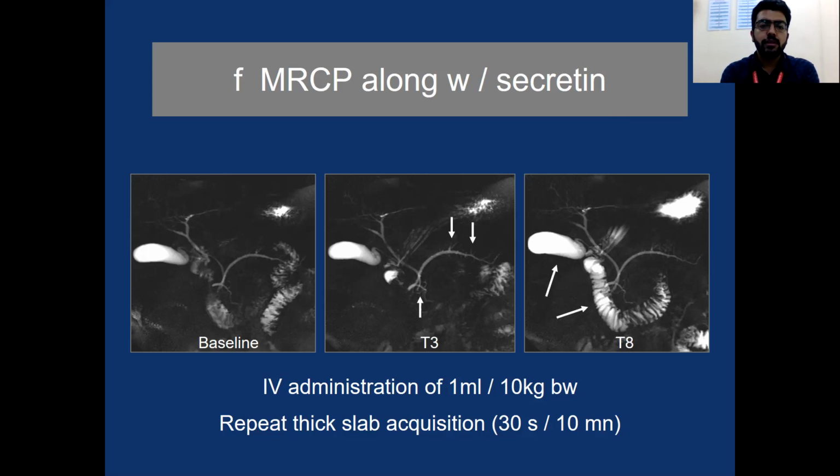So this is the baseline study. This is T3 and T8. IV administration of secretin, 1 ml per 10 kilogram bolus, is given. And then we have to repeat thick slab acquisition every 30 seconds for 10 minutes.